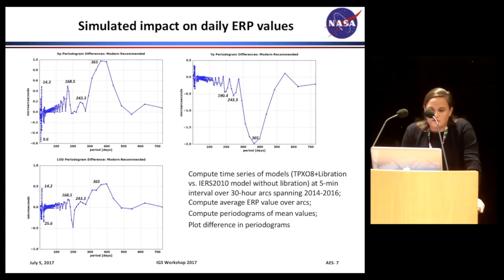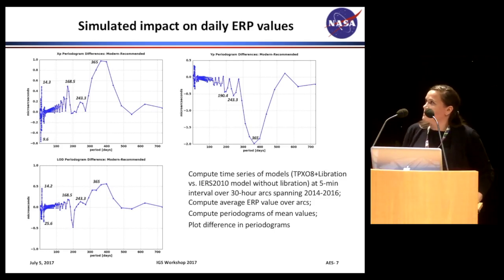So you can see that the impact is very small, at the 1 micro arc second level for polar motion, and at less than 0.5 microseconds for LOD. And so basically the peaks that you see are mostly related to the sampling and the impact of the difference in the model with this sampling technique. So it's basically annual and then some kind of harmonics and 14 days.